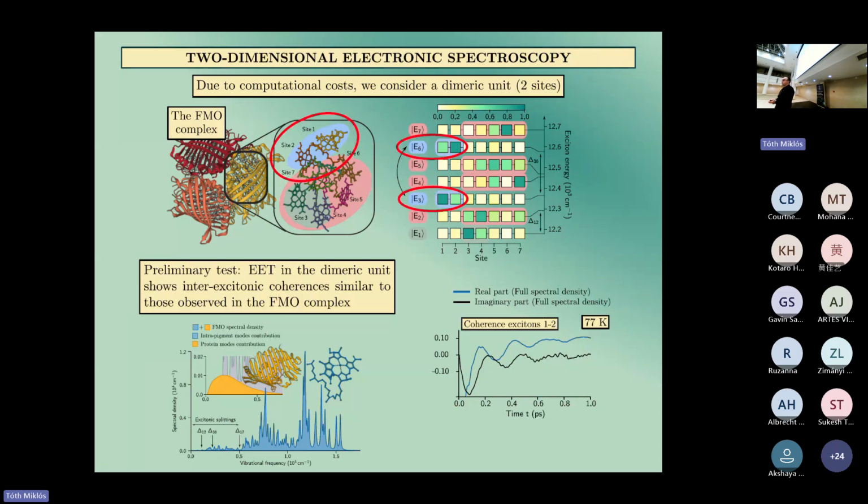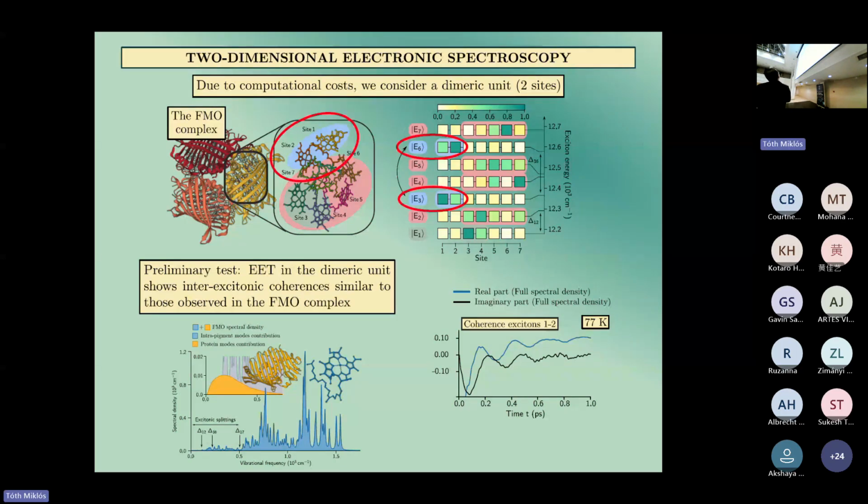But the key point is that we did simulations of 2D spectra with numerically exact methods considering the full spectral density, but these simulations are quite costly. So for 2D spectra, we did simulations only considering two sites of the FMO. So it's not a simulation of the FMO, but of a dimeric unit where each of these two pigments is still coupled to the full experimentally estimated spectral density of the FMO.